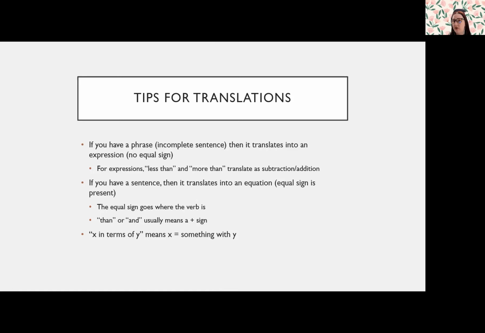And then if you see something that says X in terms of Y or other variables, that is telling you that if it's X in terms of Y, you have X equals, and then whatever follows is going to have a Y in there somewhere. So it's telling you what you're setting, which variable is on the left of the equal, and then where all your other stuff is. So you really have to pay attention to these words because they are clues telling you what to do.